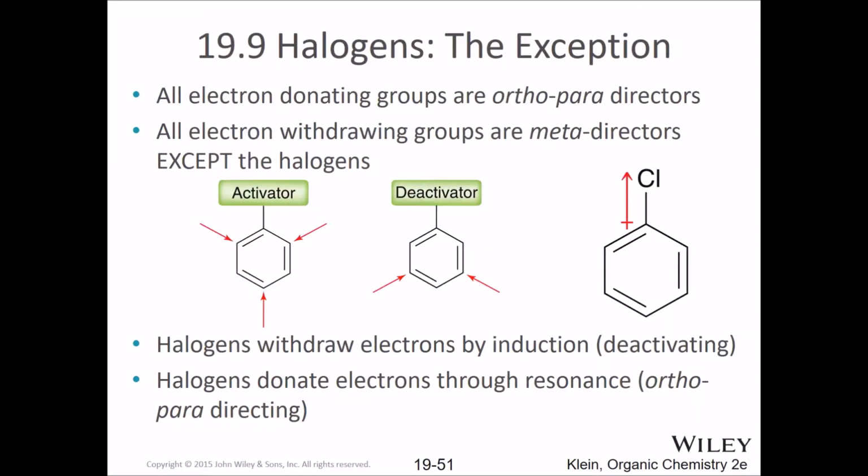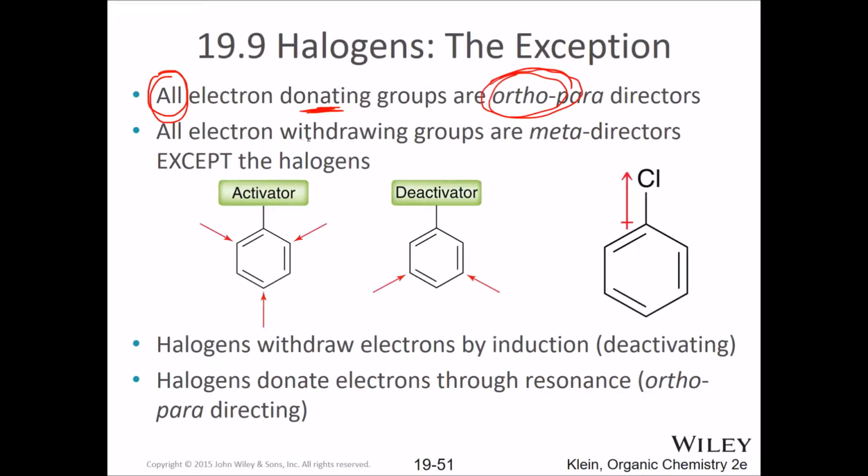All right, 19.9, halogens, the exception. Now we're going to get into some things that I would not necessarily have been able to predict, and I wouldn't expect you to predict it either. So just in a quick review, all electron donating groups are OP directors.